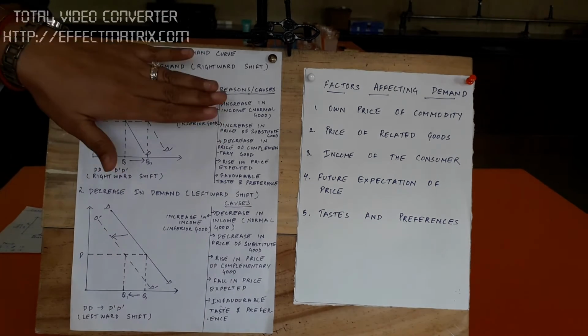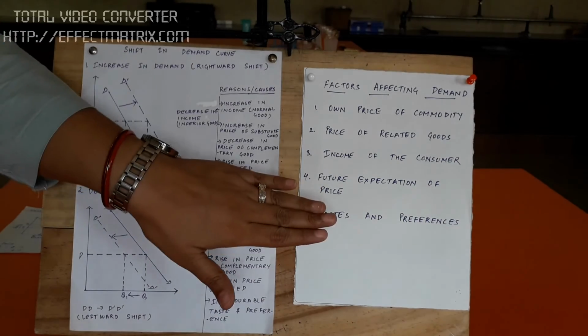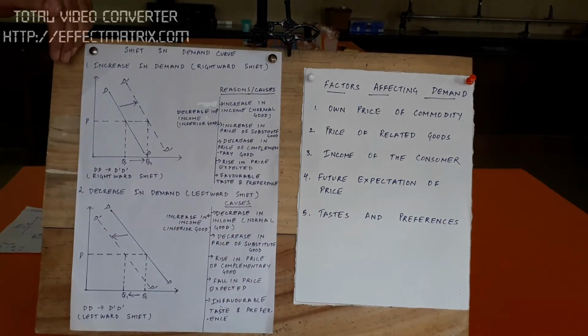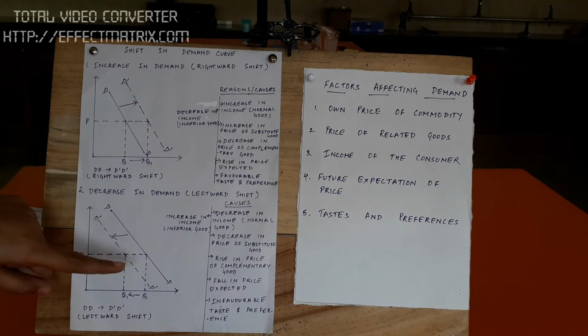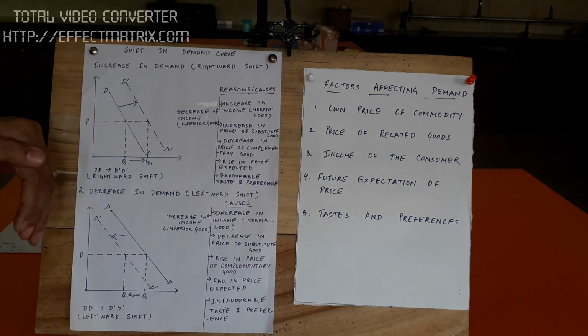Similarly, any favorable change in any determinant, be it future expectation or taste and preferences, will lead to a rightward shift. And any unfavorable change, that can be a decrease in income, but remember, in the case of normal goods, because if the good is inferior, an increase in income will lead to a leftward shift. And if there is a complementary good, see, we have tea and we have sugar with that. So if the price of tea increases, what will happen to sugar? The demand for sugar will shift towards the left. Why? Because they get consumed together and they both become costlier as a group.